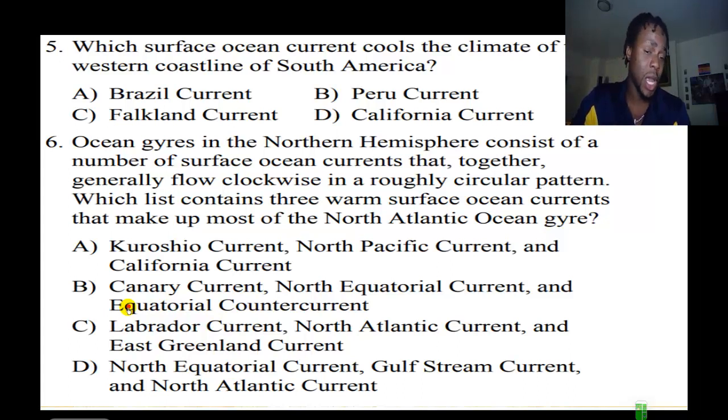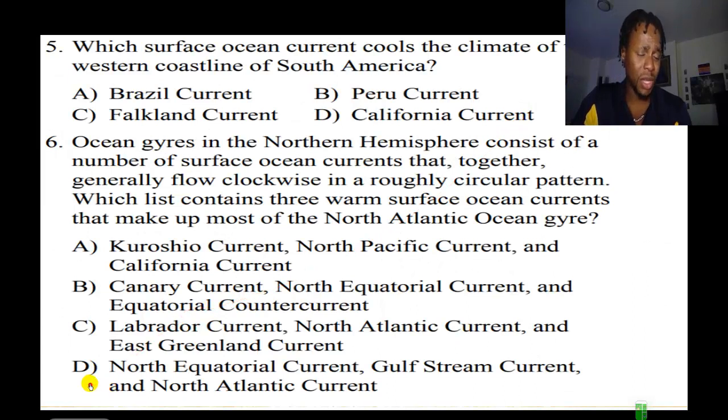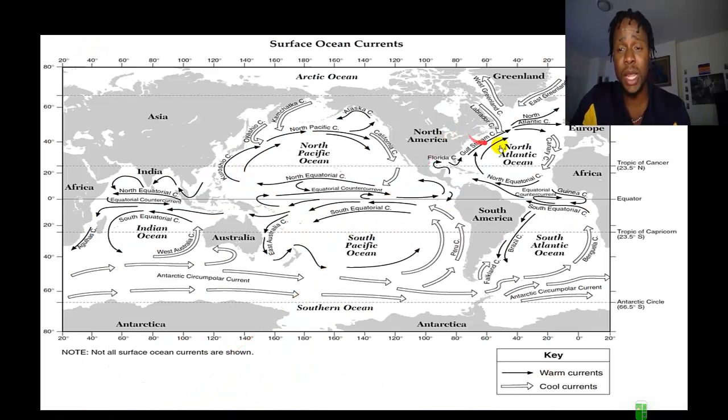Lastly, option C, Labrador current and North Atlantic current and East Greenland current. Greenland is all the way up here, so East Greenland current is not part of those that we mentioned earlier on, and besides it's a cool current, so that wouldn't work for us either. So our correct option definitely should be D, the North Equatorial Current, Gulf Stream Current, and North Atlantic Current. Yeah, those are the guys that we are looking for. Those are all warm currents. North Atlantic, North Equatorial, and Gulf Stream Current.